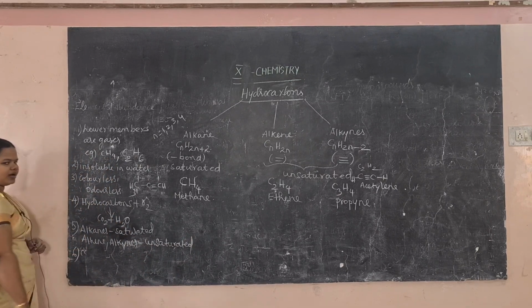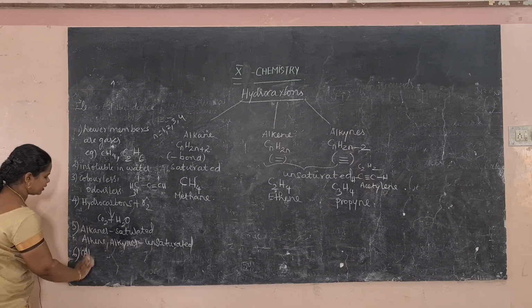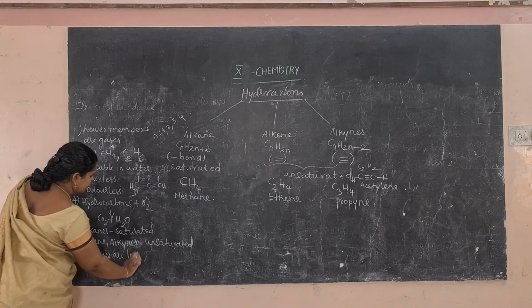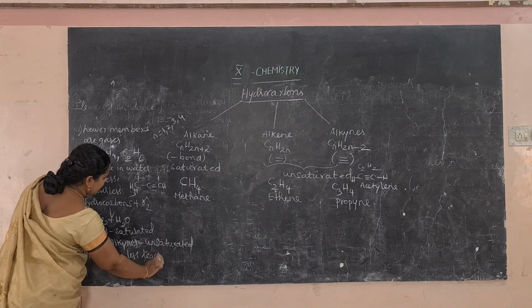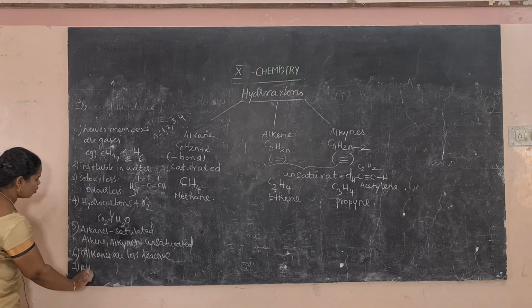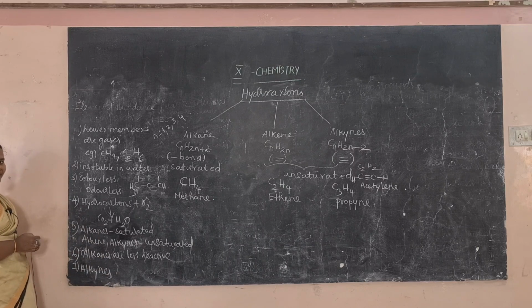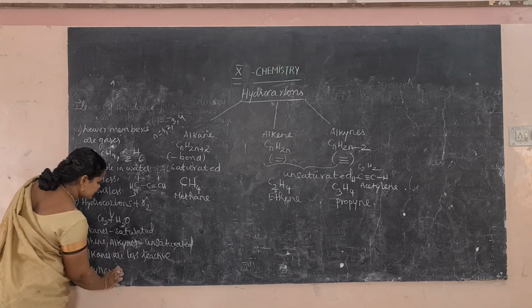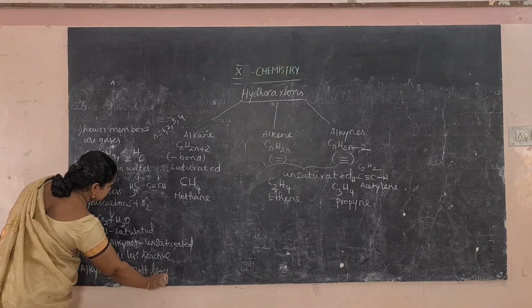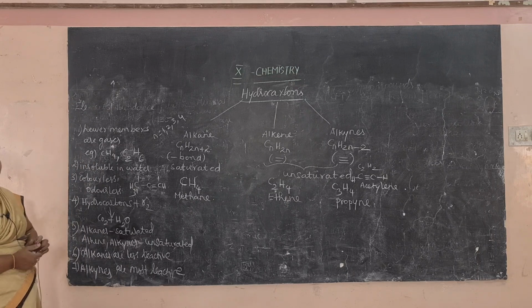Alkanes are less reactive compared to the other classes of hydrocarbon. Alkynes are more reactive because they have a triple bond that acts as a functional group. So alkynes are the most reactive, as the triple bond acts as a functional group.